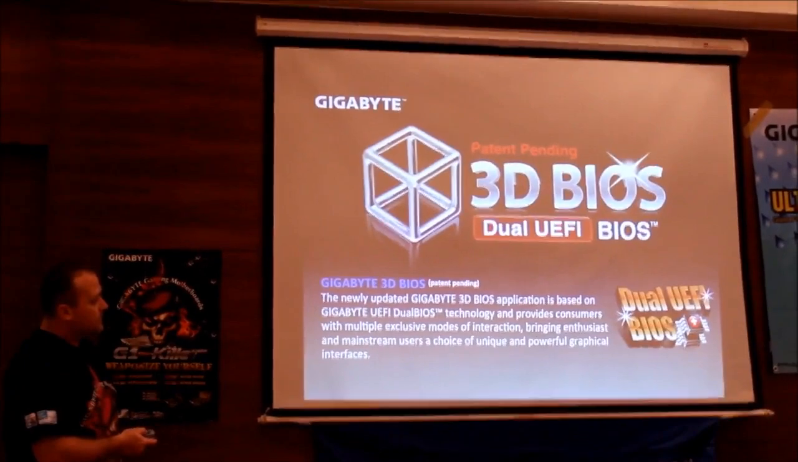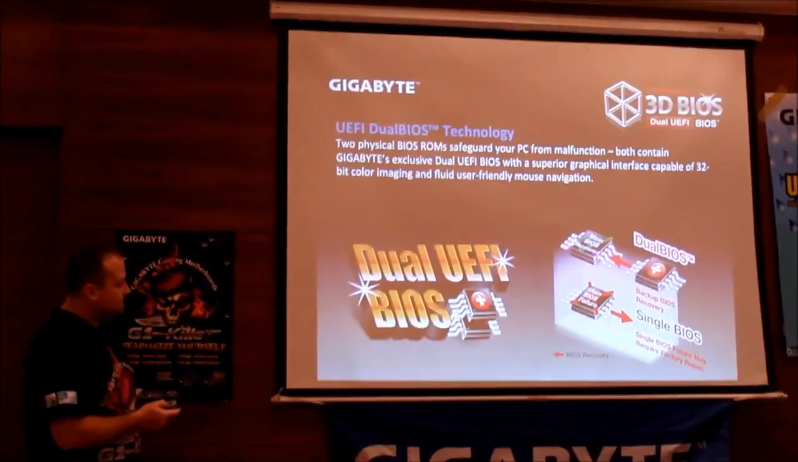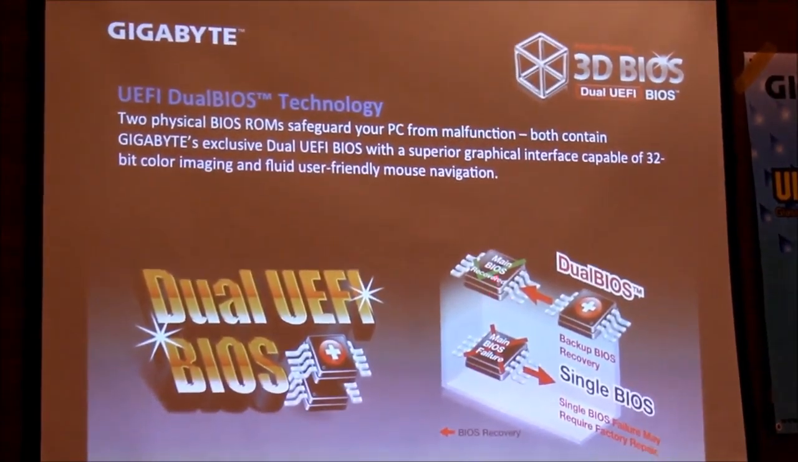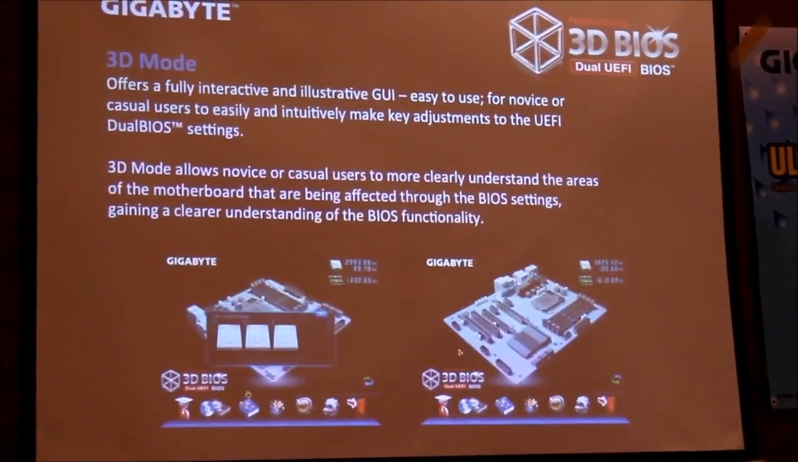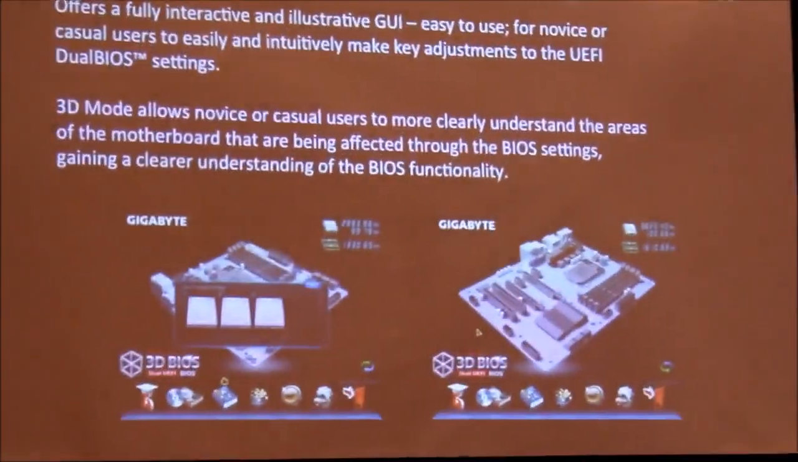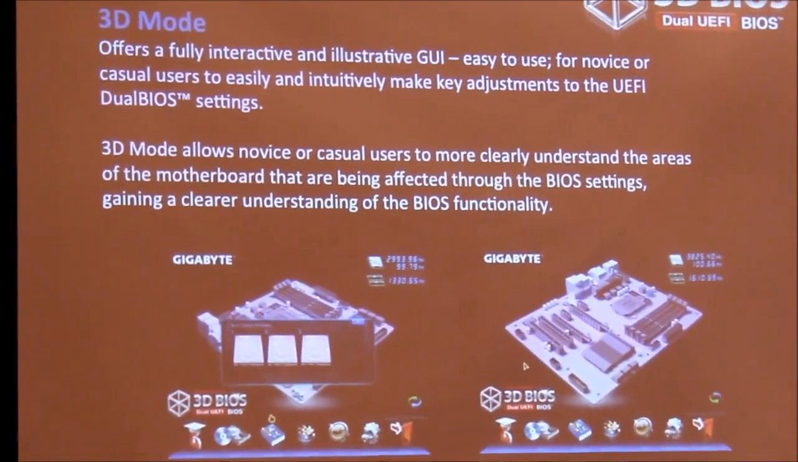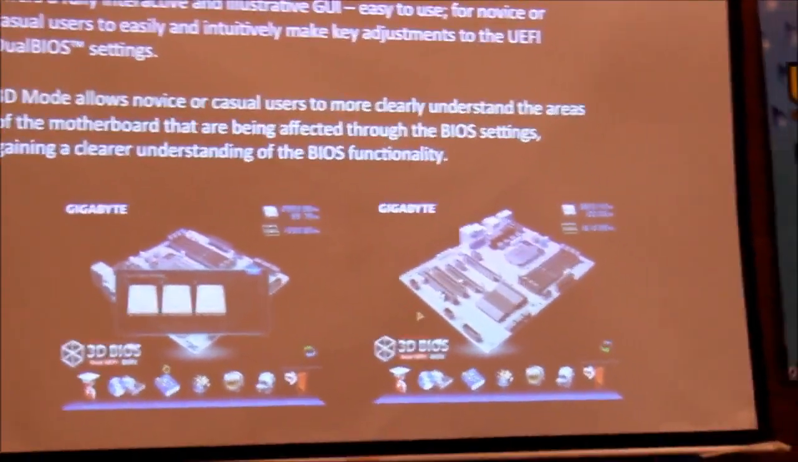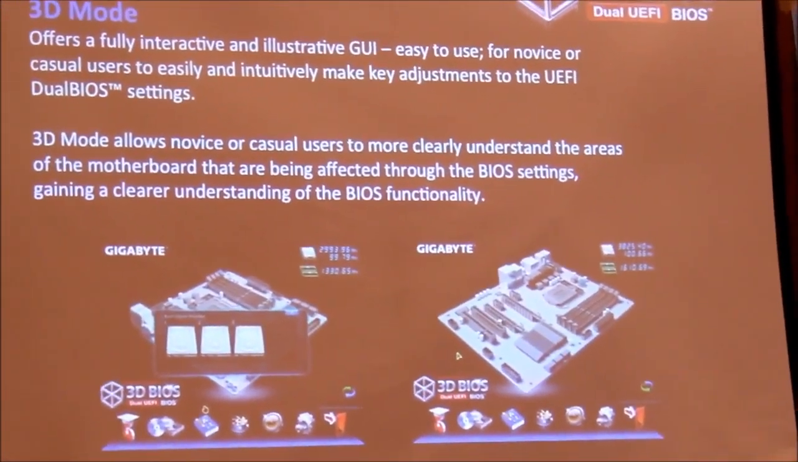So, dual UEFI BIOS. I explained about having a main BIOS and a backup BIOS. And if you go into the 3D BIOS application, right, you'll have a 3D BIOS version and you'll have the advanced BIOS version. So in the 3D BIOS you get this picture of the motherboard, and if you click on this little icon over here, it'll change the angle, the same as with the X79.